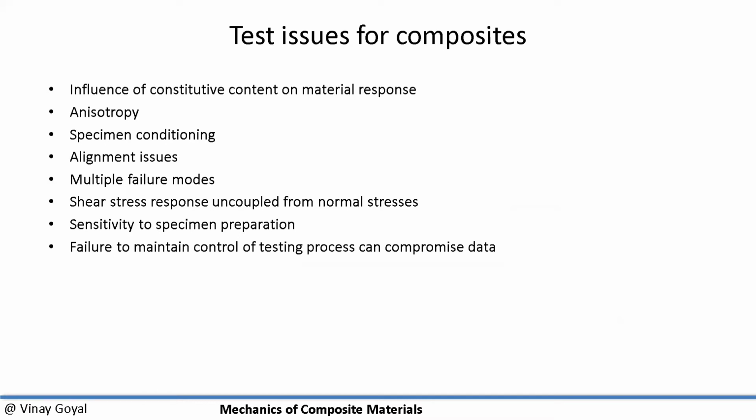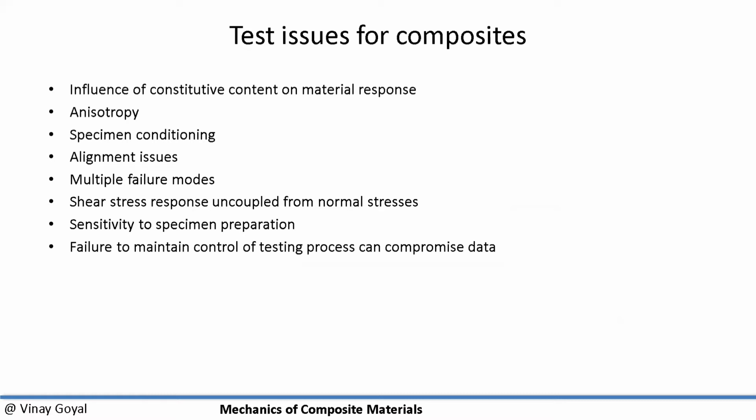So, what are the test issues? Some of the common test issues for composite materials: we have the influence of the constituent content on the material response, anisotropy, specimen conditioning, alignment issues, multiple failure modes, shear stress response uncoupled from normal stresses, sensitivity to specimen preparation, failure to maintain control of testing processes, and those can actually compromise the data. So you have to be very careful about what you're doing. That's extremely important there.